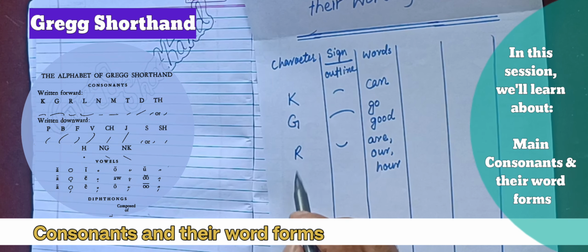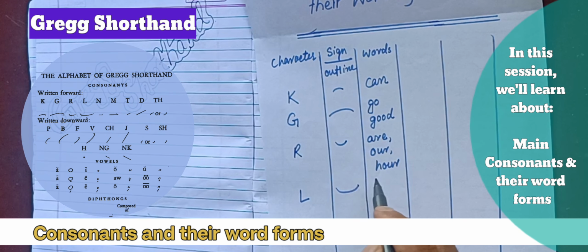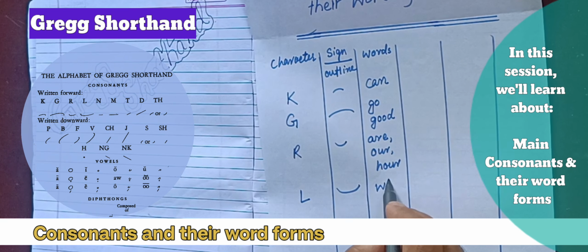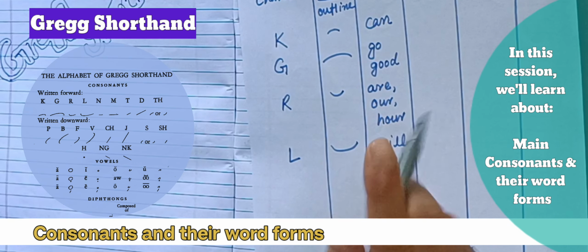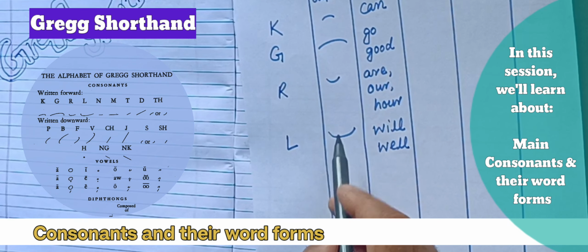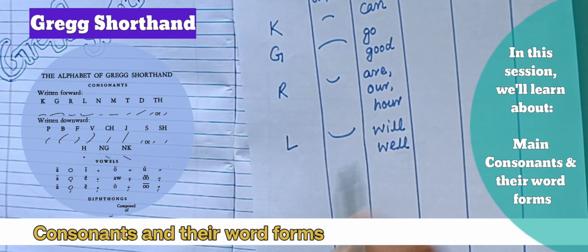Okay, next we have L. How do we write it? Longer than this one, L. What does this mean? This means will or well. This particular sign has 2 meanings: well or will. What character consonant is this? This is L. L sound.